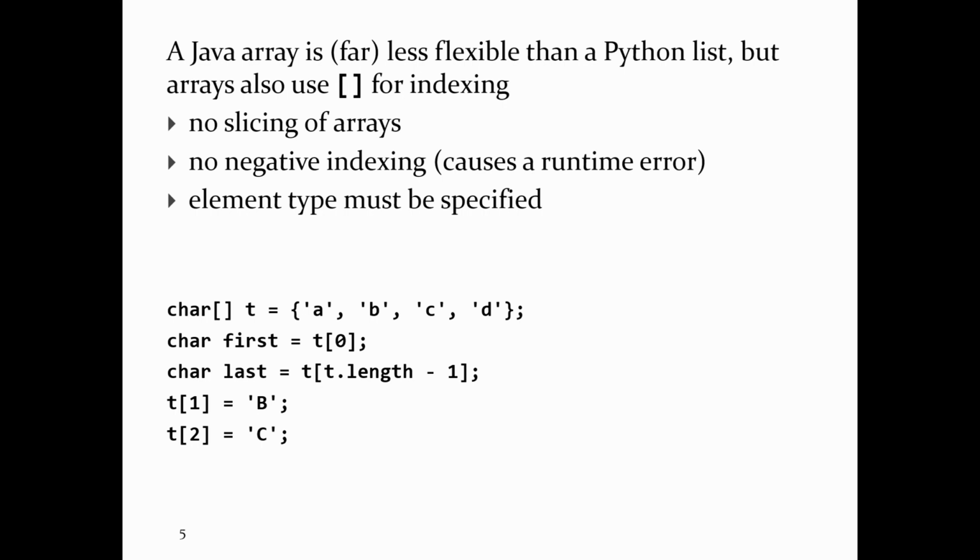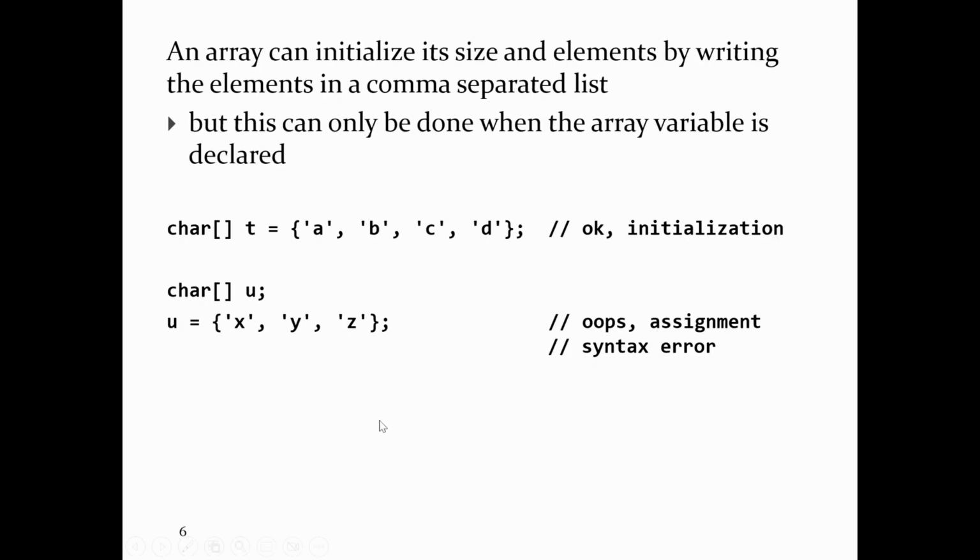It's not the function len. There is no function len in Java. All arrays know how long they are. You just ask the array how long it is, that's t dot length. So t dot length minus 1 is the last valid index of the array t, assuming it's not negative. That gives you 3 in this case, so that's just t3, which is the D. Store that in last. If you want to do assignment, it works the exact same as assigning to an element of a list in Python.